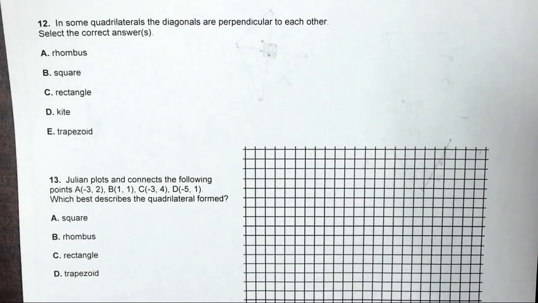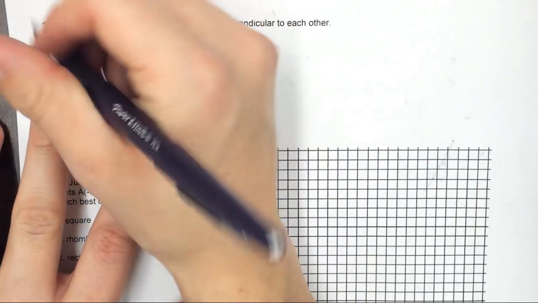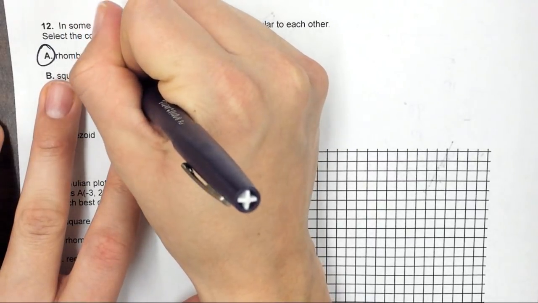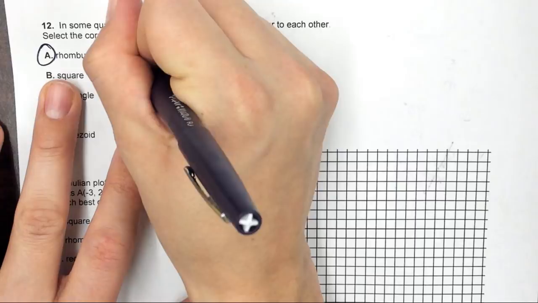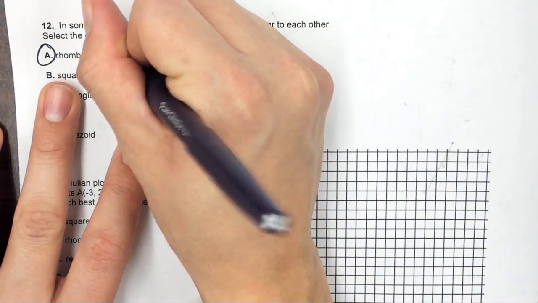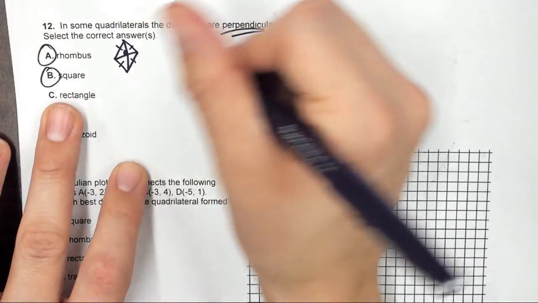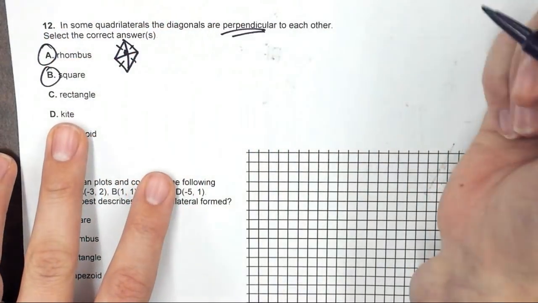Okay. 12. In some quadrilaterals, the diagonals are perpendicular to each other. Select the correct answers. Okay, so rhombus, yeah. You got a nice little diamond there, and when we connect our diagonals, they do make perpendicular lines, which is 90 degrees right there. Good. Square, yes. A square is a type of rhombus, so yeah, they're perpendicular.